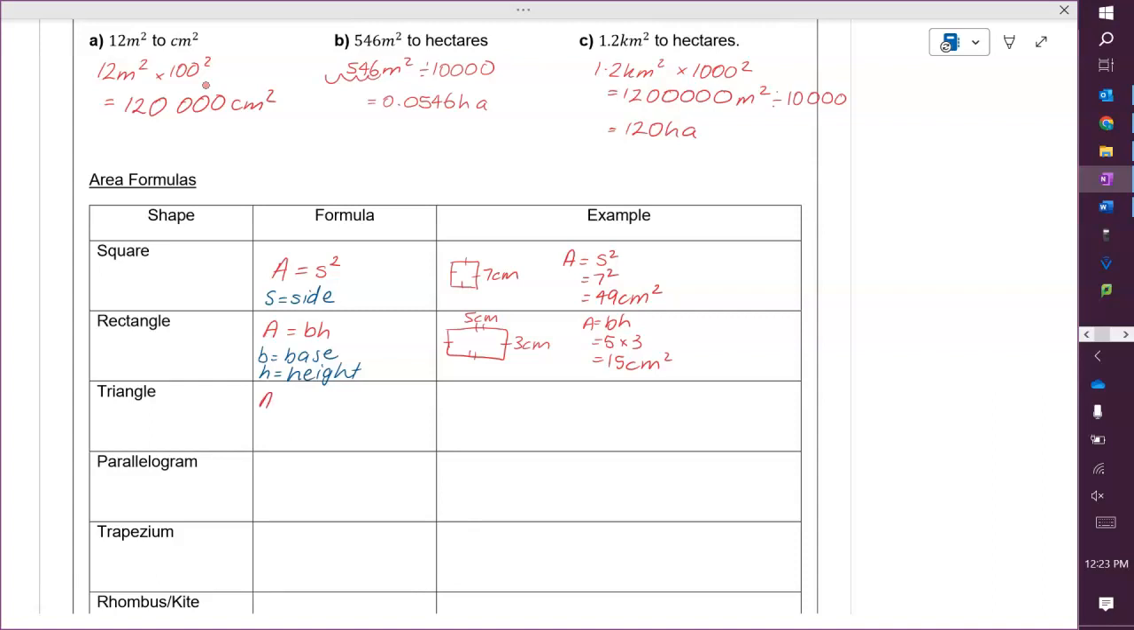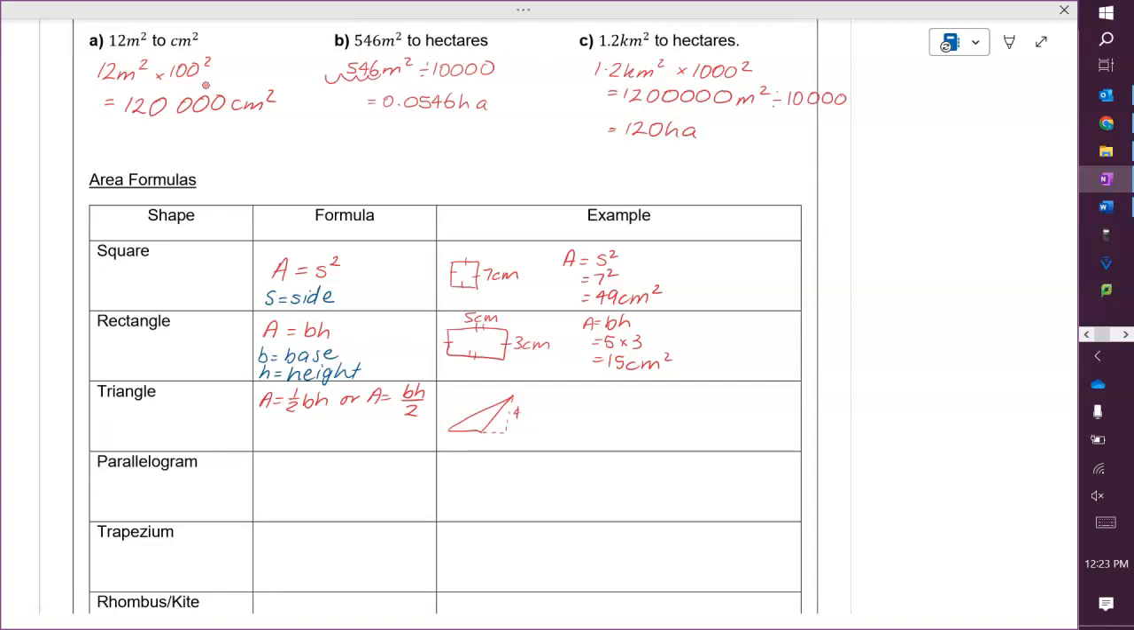Now we have a triangle. Triangle can be 1/2 BH, or you could have BH all over 2. It doesn't matter the way you write it. B is the base, H is the height, same as above. So if we have a triangle, I'm going to draw an obtuse angle triangle so we can see where we get some of these measurements from.